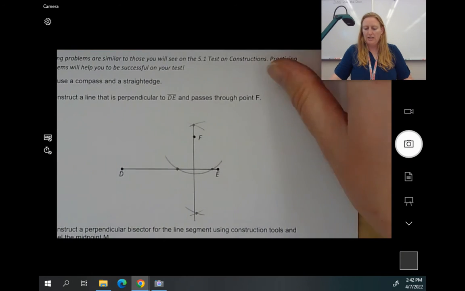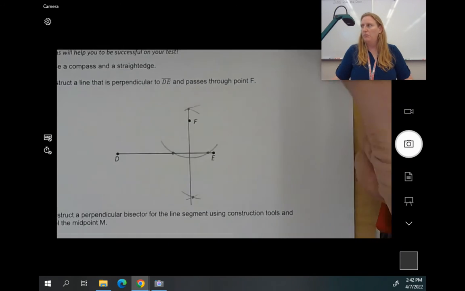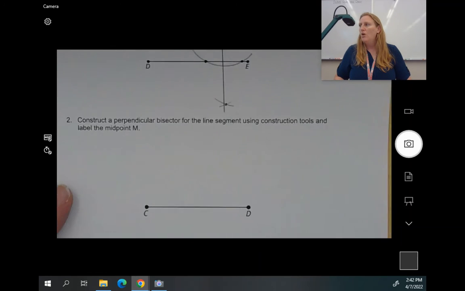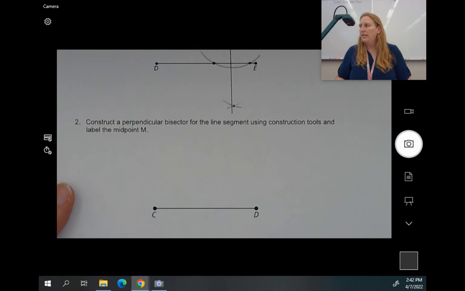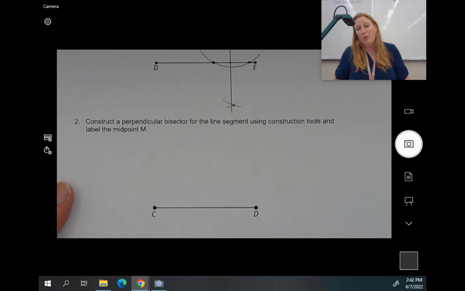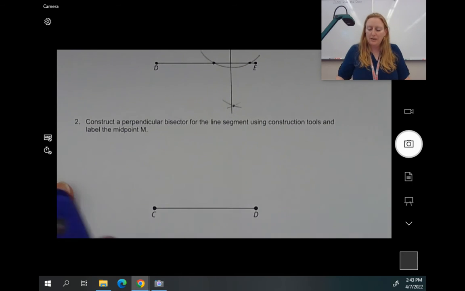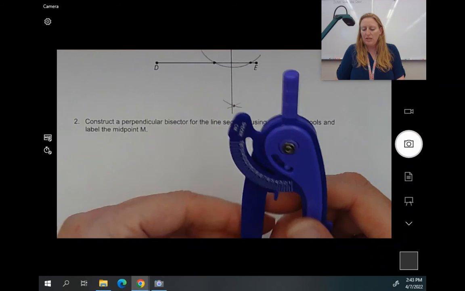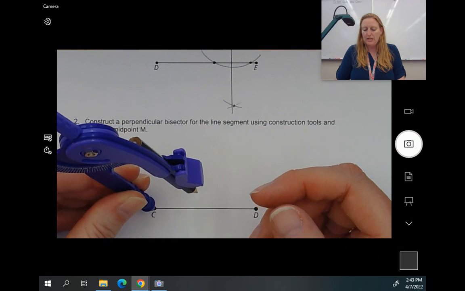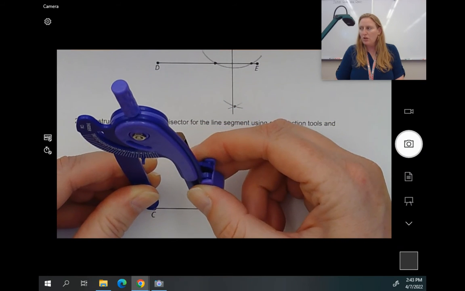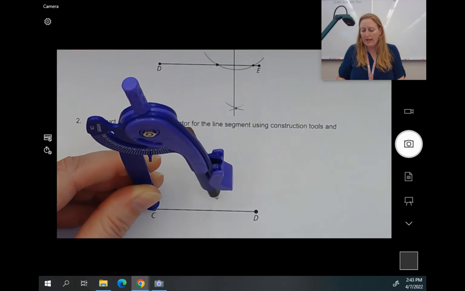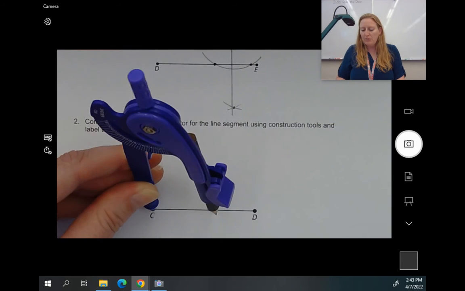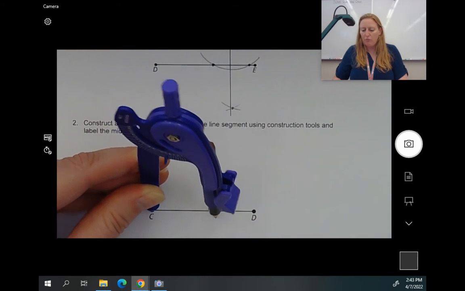Let's go ahead and take a look at our next problem, problem number 2. We're asked to construct a perpendicular bisector for the line segment using construction tools. We're also asked to label the midpoint as M. No problem. This one's even easier. So for this one, I'm actually going to use the endpoints that they gave me. So I'm going to put my pointy guy here. Remember, you need to make your compass wider than halfway, okay? I'm not real fussy about how big, but it's got to be bigger than halfway.